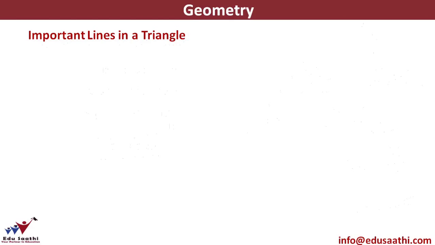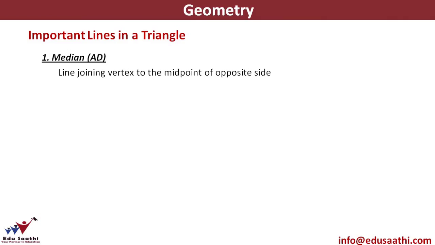Now the next topic that we'll cover would be the important lines inside a triangle. This is very important and a little bit confusing the first time, but gradually you will understand it. The first line that we'll talk about is the median. A median is a line joining the midpoint of the base to the opposite vertex. So if I join the vertex to the midpoint of the opposite side, that line is known as a median.